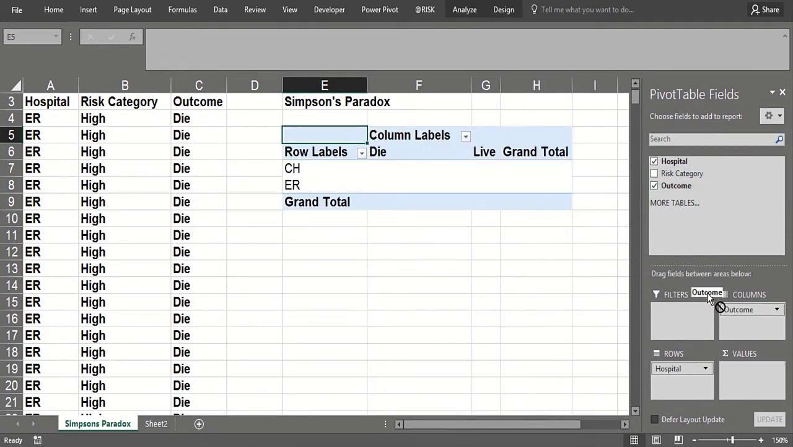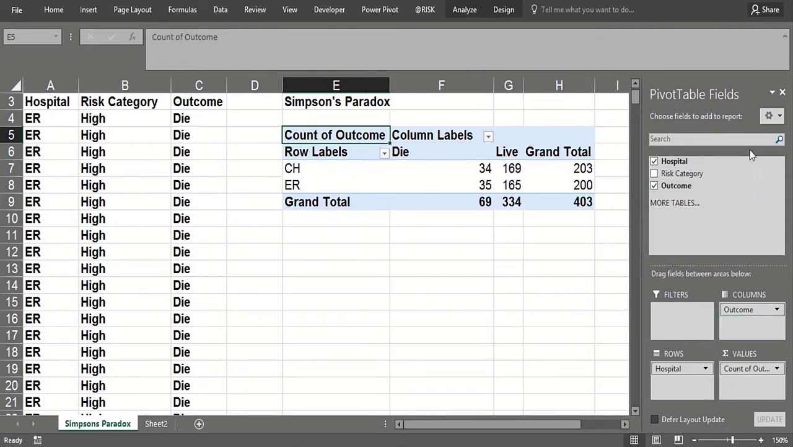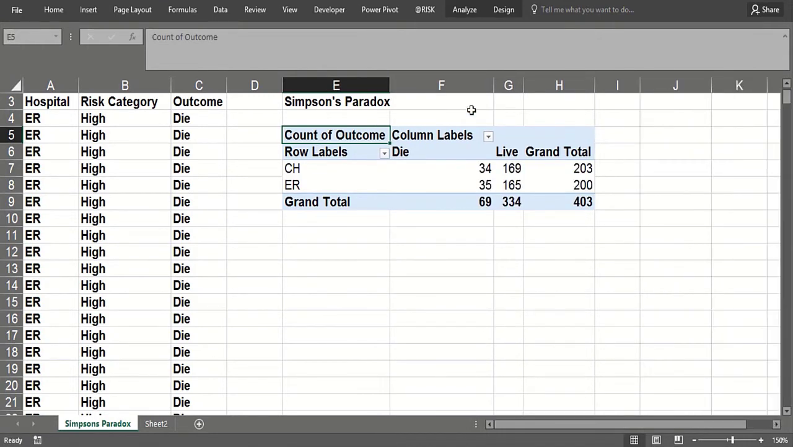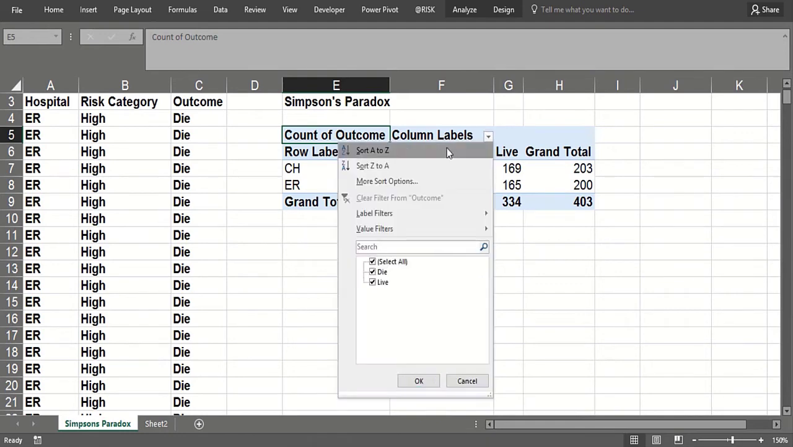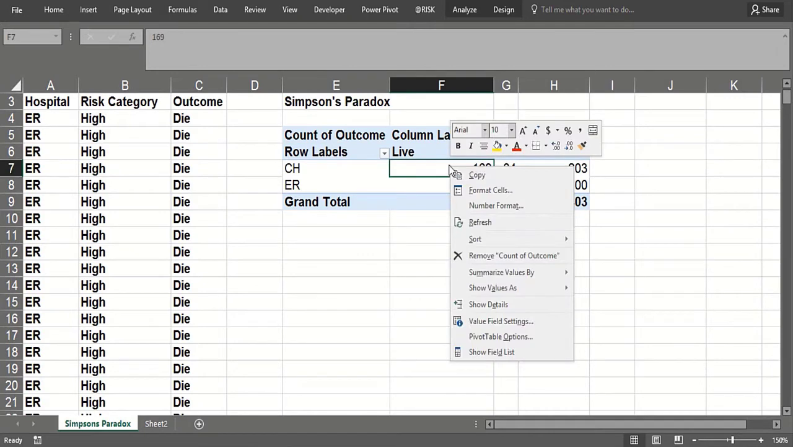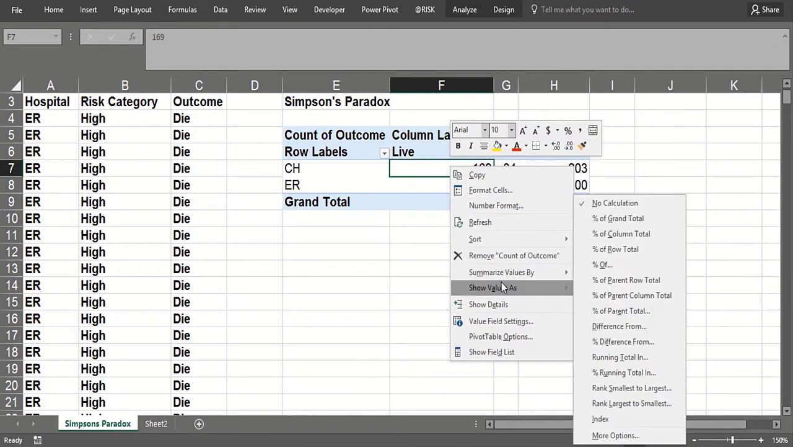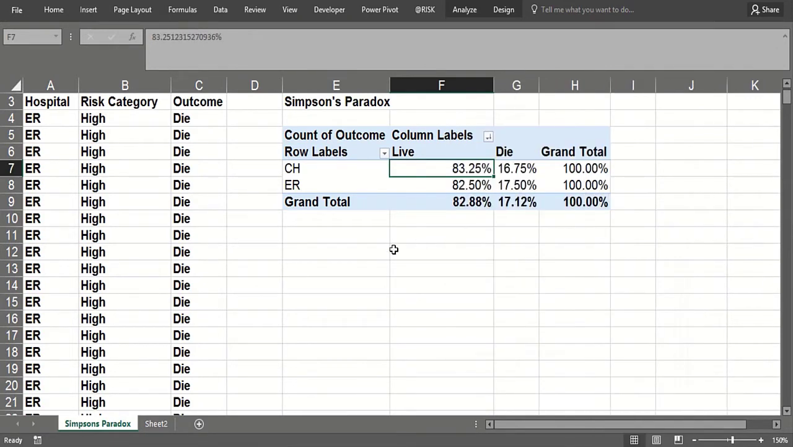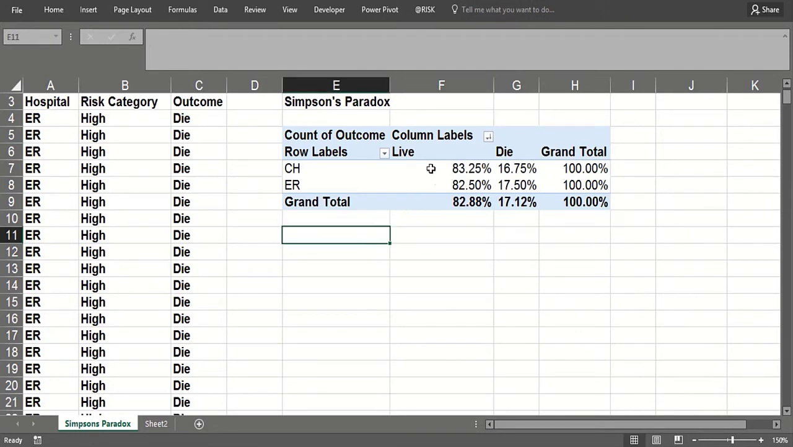And I'll drag the outcome again here. Okay, so I now know how many lived or died. I can flip this Z to A so I see living on the left. I can right click, show values as percentage of row. Okay, so it looks like on living, Chicago Hope is a little better on survival rates, 83% to 82%.